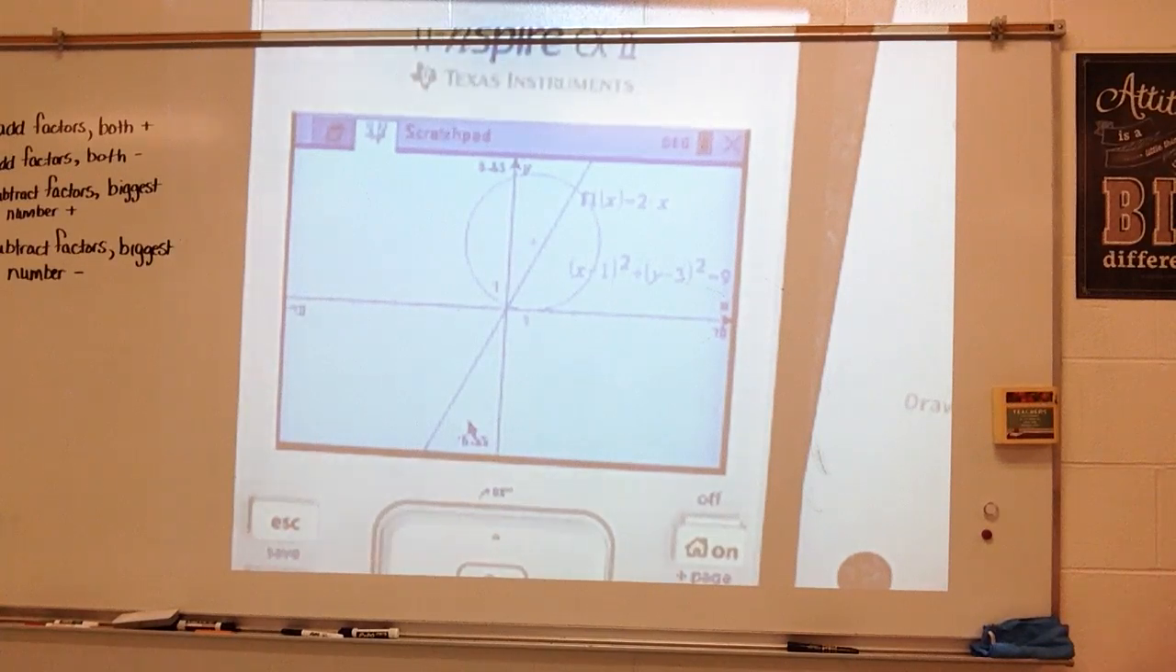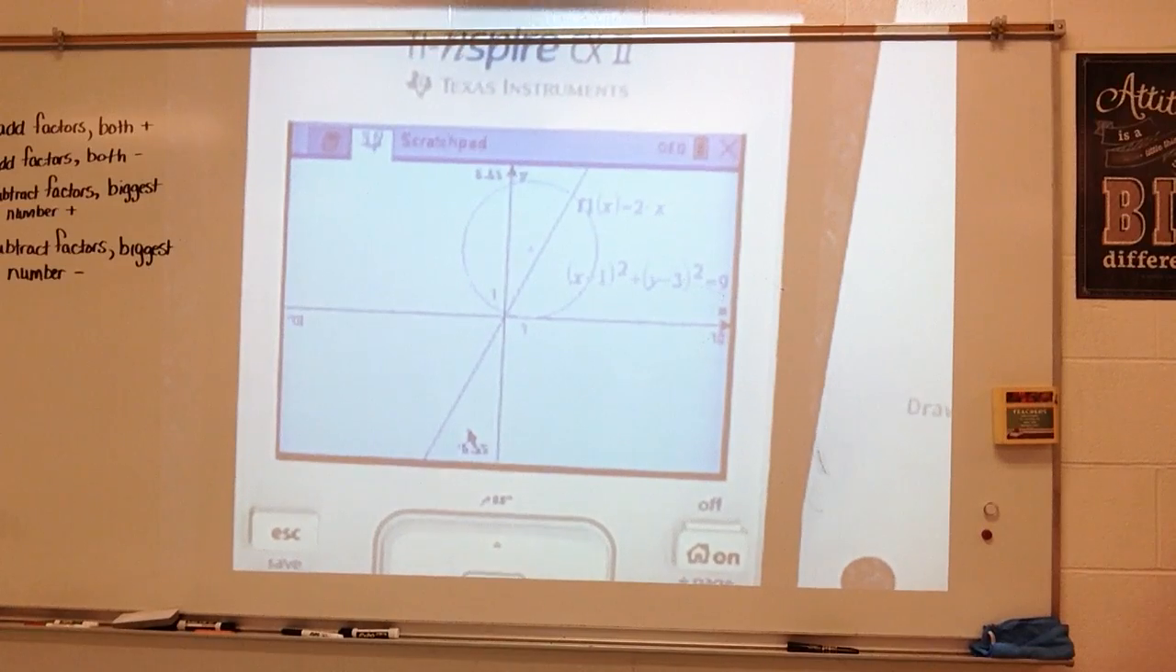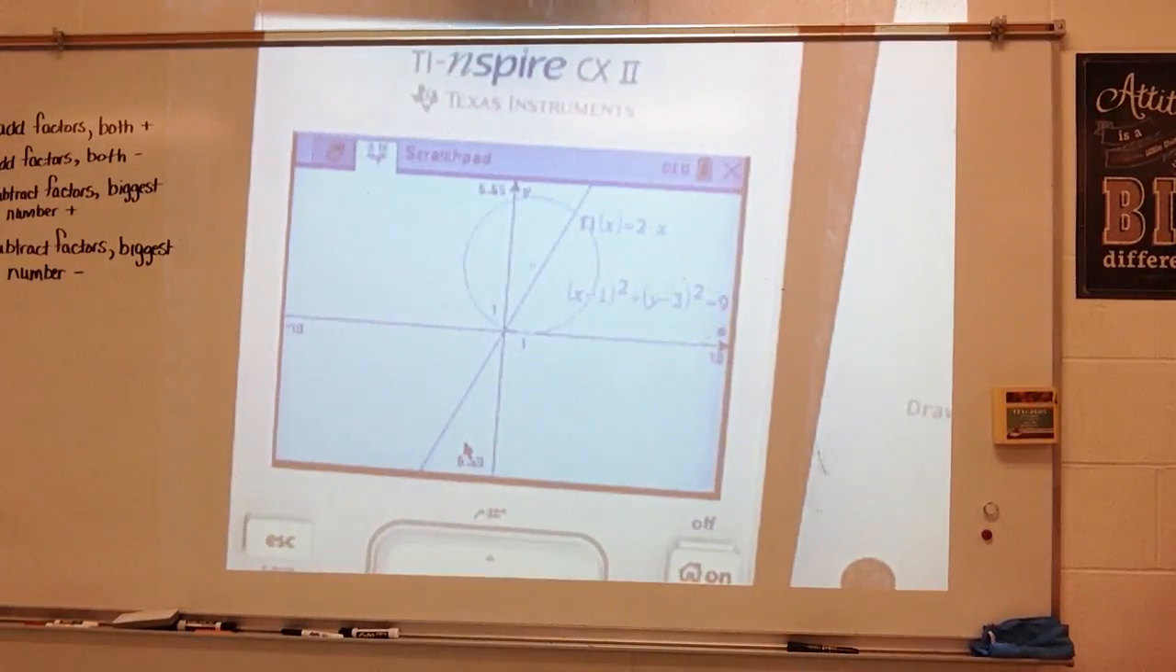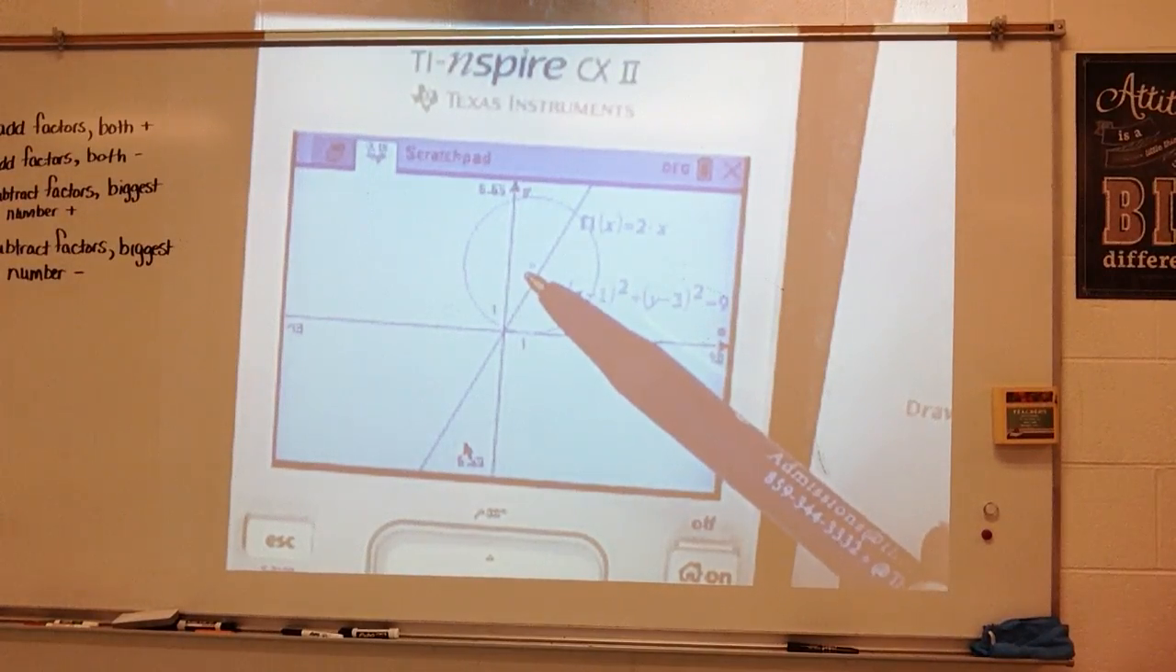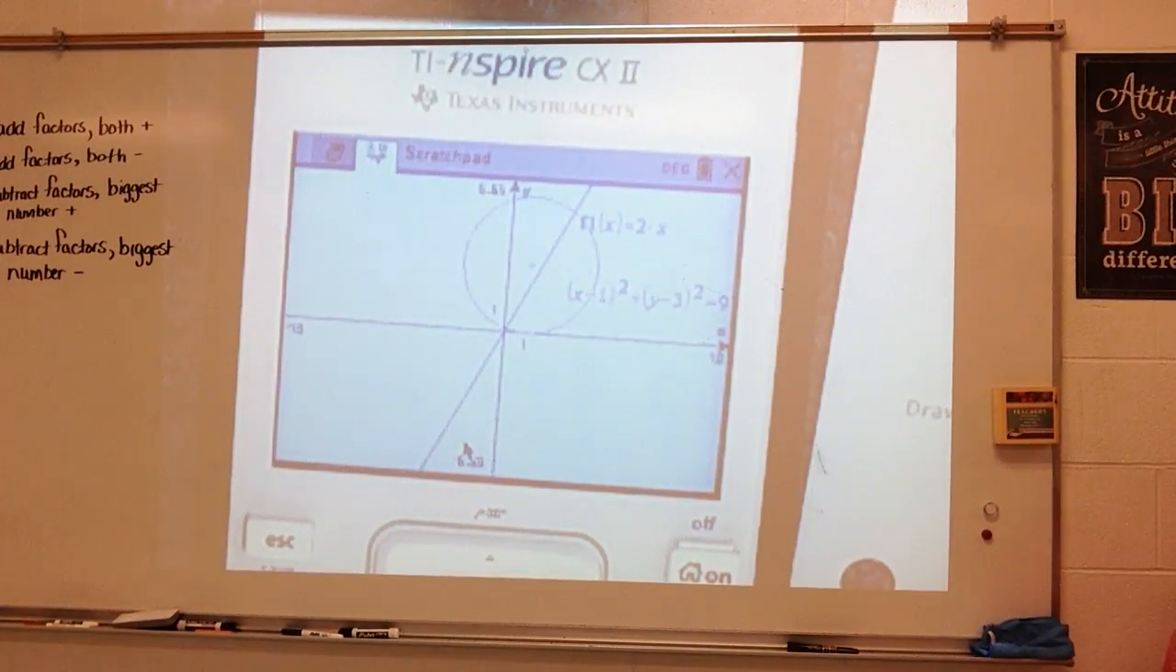Alright, and then I can trace this and see where my points are, and notice, here's this point, (1, 3), that is the center of my circle. Excuse me. That is the center of my circle. Alright.